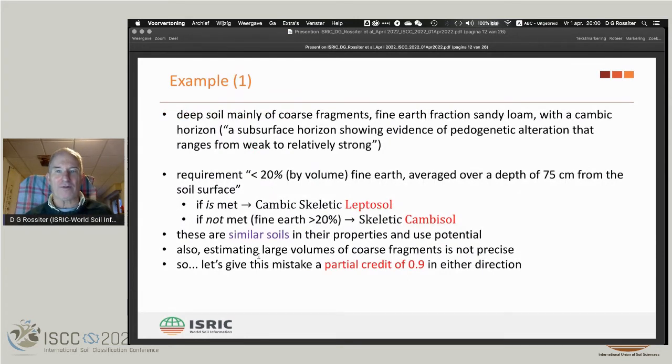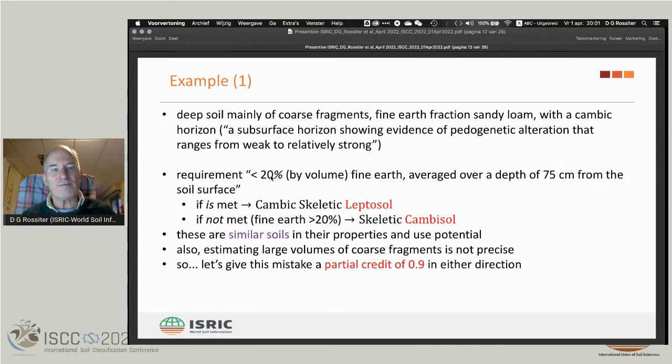This is an example actually from the paper, the earlier paper. Suppose we have a deep soil, which is mainly coarse fragments. Actually, we heard about this in a previous talk. We were talking about the leptosols in the horizon designation. So we have a sandy loam with a cambic horizon, but it's mainly of coarse fragments. And besides the coarse fragments, we identify a cambic horizon.